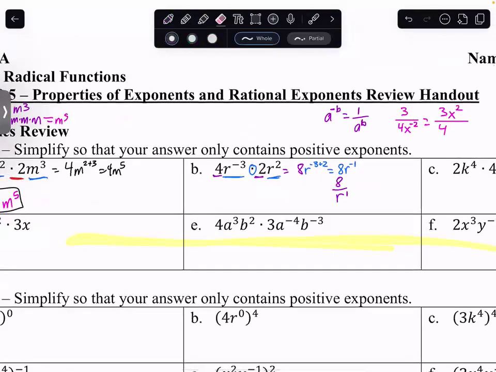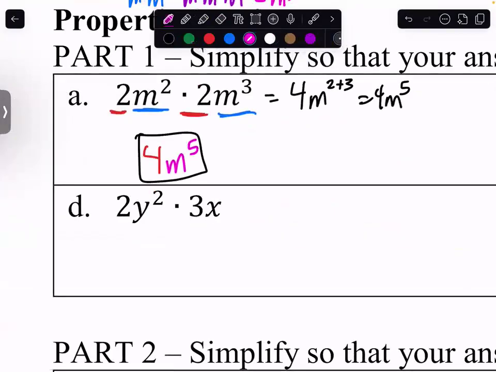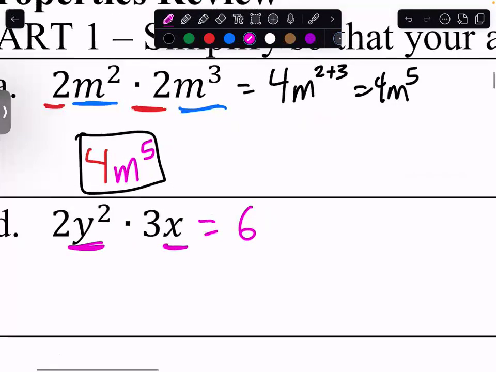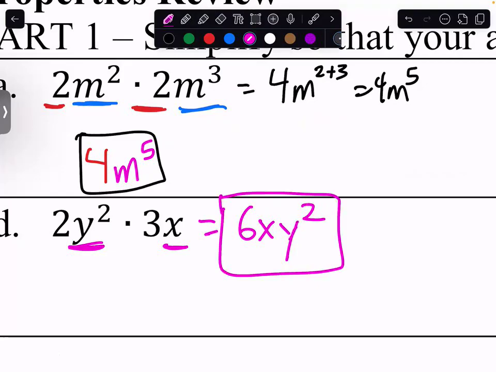Over here, 3 times 2 is 6. Now, y squared has no other y's to combine with, so that will be unaffected, and the x also has no like letters to combine with. But we do want to put the letters in alphabetical order within each term. So 6xy squared would be the proper way to write it. If you wrote 6y squared x, that's understandable, but we want to get used to putting the letters in alphabetical order within each term.